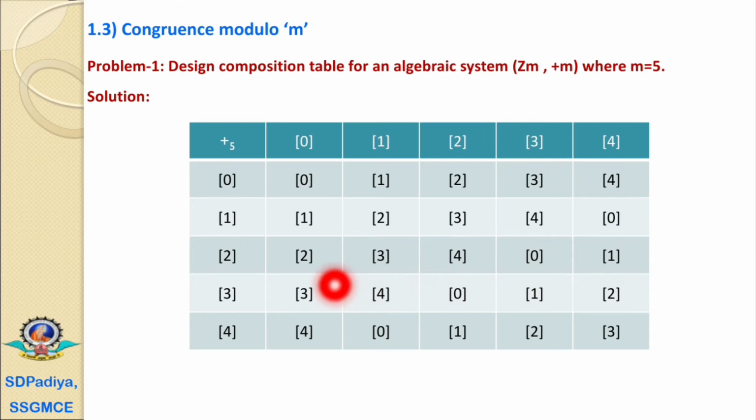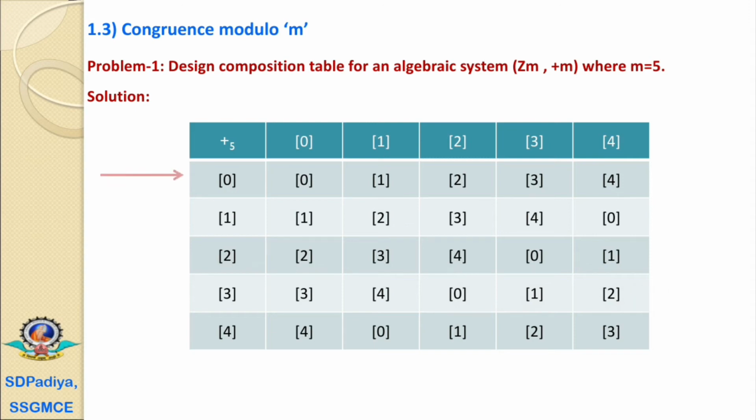Same for the 3 plus 0 is 3, 3 plus 1 is 4, 3 plus 2 is 5, 5 mod 5 is 0, 3 plus 3 is 6, 6 mod 5 is 1, 3 plus 4 is 7, and 7 mod 5 equals 2. For the last, 4 plus 0 is 4, 4 plus 1 is 5, 5 mod 5 is 0, 4 plus 2 is 6, 6 mod 5 is 1, 4 plus 3 is 7, 7 mod 5 is 2, and 4 plus 4 equals 8, 8 mod 5 equals 3.